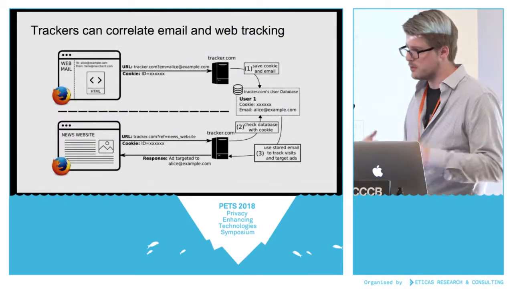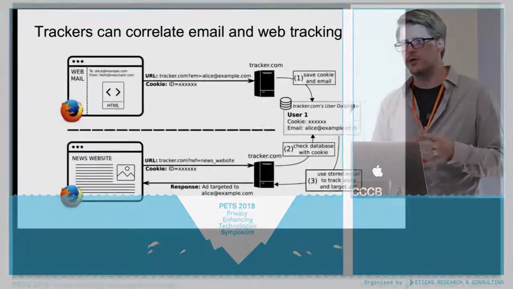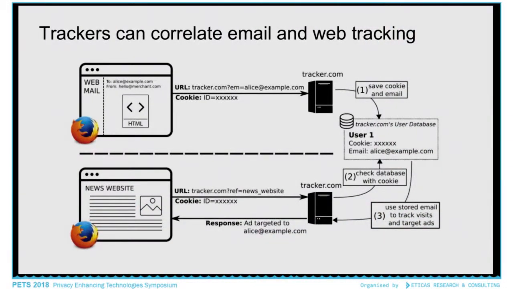And one of the big problems with these style of leaks is that it allows trackers to correlate that email address right into the web tracking graph. So traditionally, web tracking is happening with cookies. Users may not be logging in everywhere. So a random identifier is set on the device and used to track them across sites.